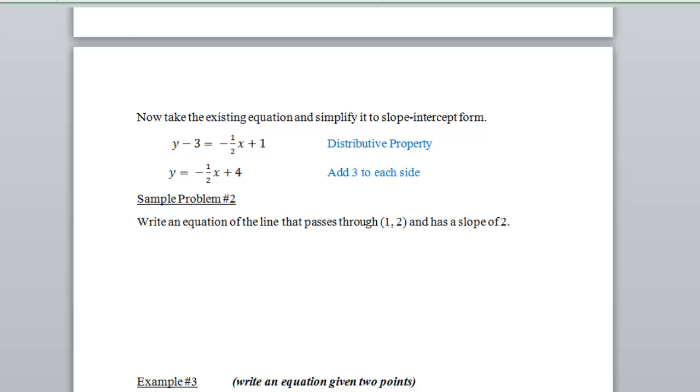It gives us two parts here. It tells us that we have an equation that passes through 1, 2, and I immediately recognize that as not being the y-intercept. And then it tells me I have a slope of 2. Now keep in mind that the slope is the same thing as m, and so that's m equals 2. So I'm going to take my point slope form. I'm just going to rewrite it here so I can plug directly into it.